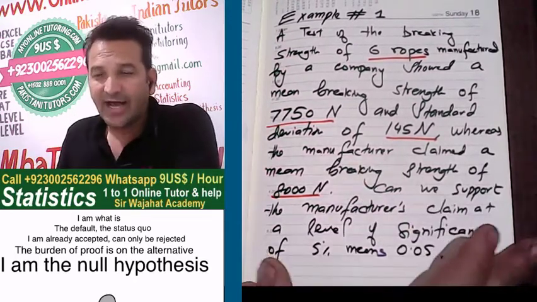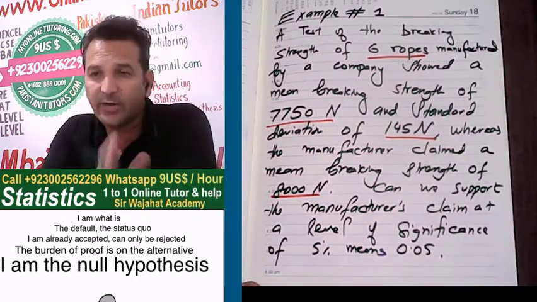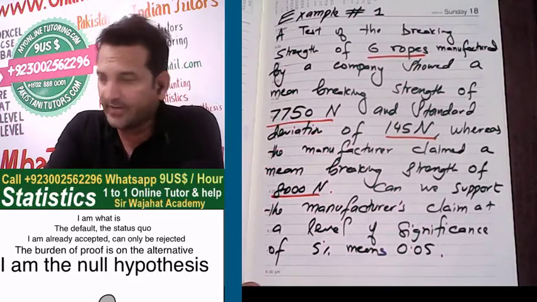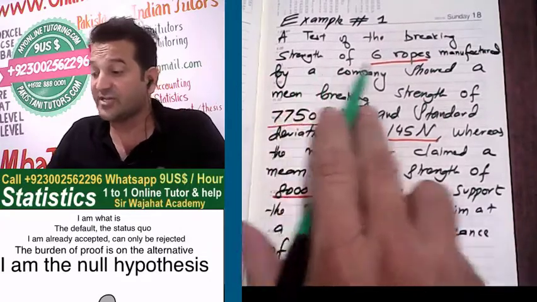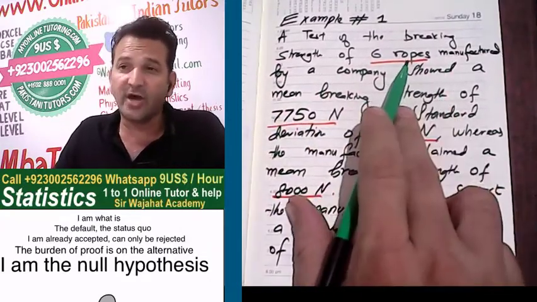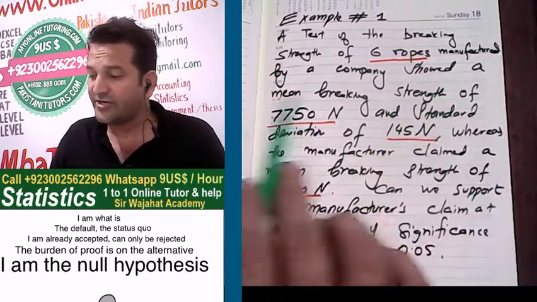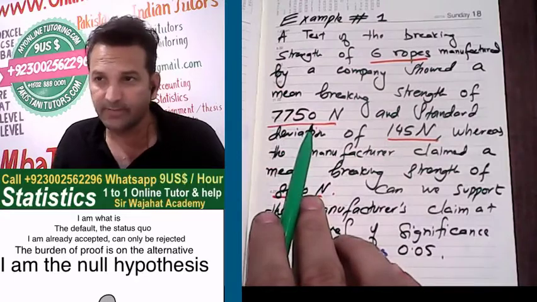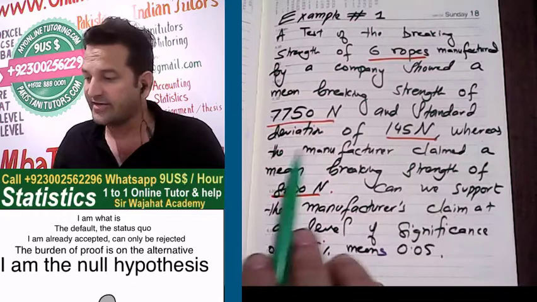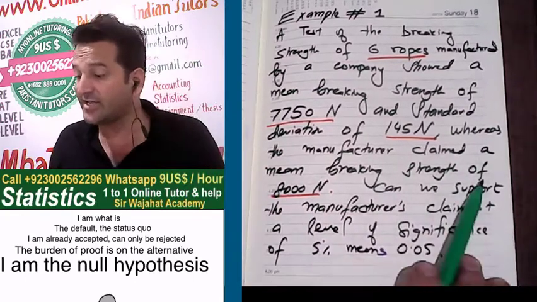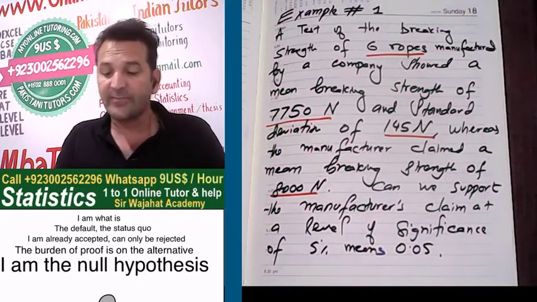So this is a complete question, and by using this question I will explain how null and alternative hypothesis will be developed. So look at this. A test of the breaking strength of 6 ropes. It means we are taking a sample of 6 ropes, manufactured by a company, showed a mean breaking strength of 7750 and a standard deviation of 145 Newton. Whereas the manufacturer claimed a mean breaking strength of 8000 Newtons. So how will the null and alternative hypothesis be developed?